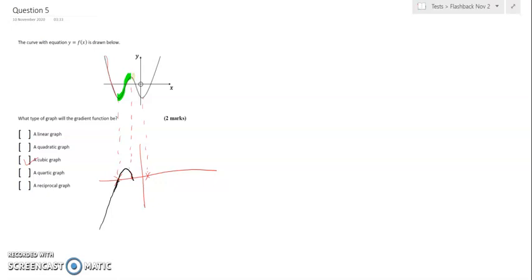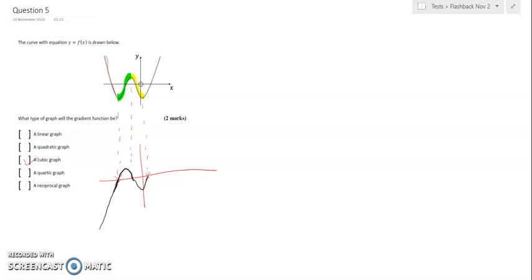Then in the next section, it's kind of the opposite. It's going downwards, but it does a similar thing. It starts flat, gets steep, and then it goes flat again. So it's going to do that, but it's negative, so that's why the gradient function is below the x-axis.